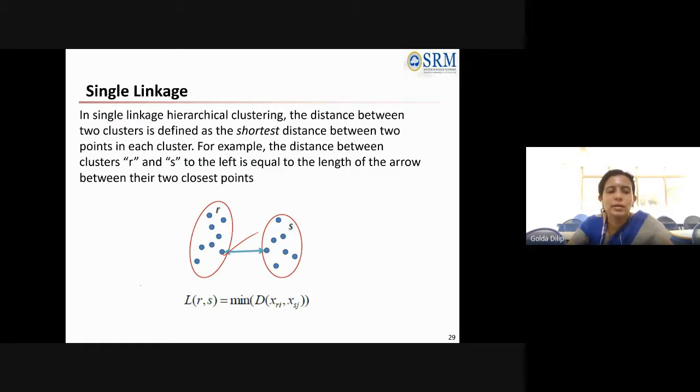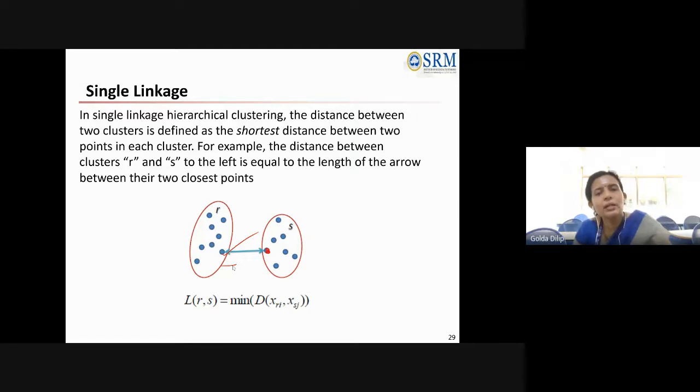You can see here, the shortest distance between two points in two clusters, that's what is called your single linkage. This linkage can be used to detect high values in your data set, meaning extreme values. Extreme values can actually be outliers, because they will finally get merged only at the end.